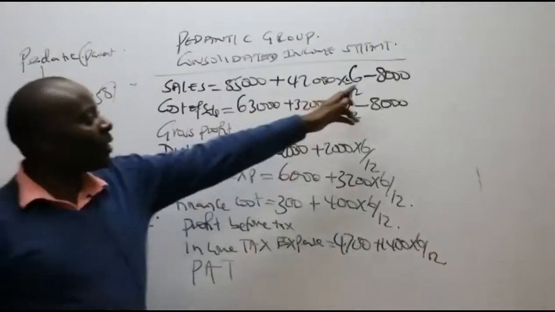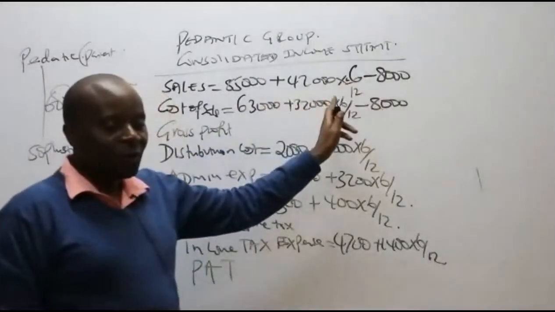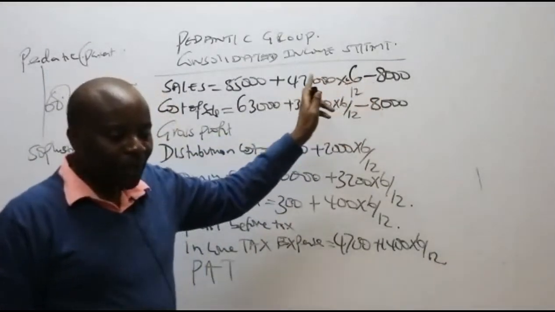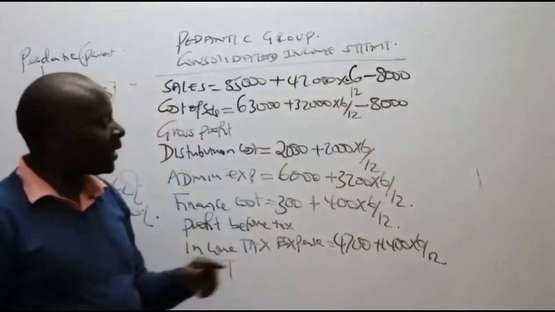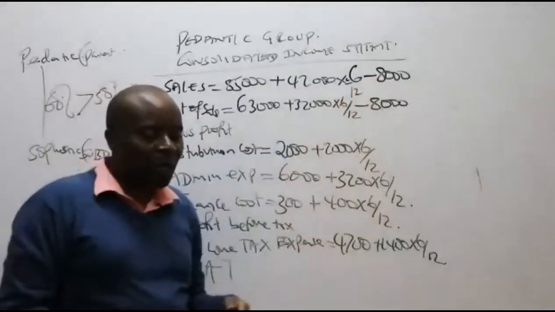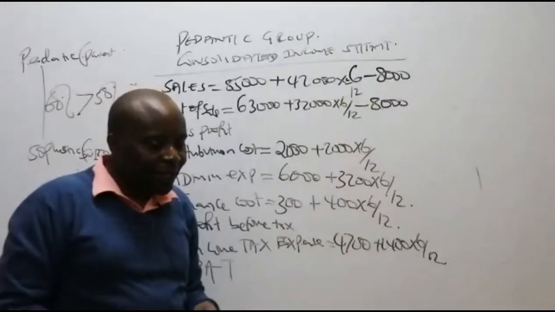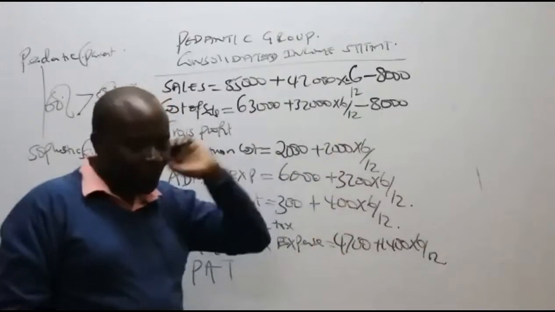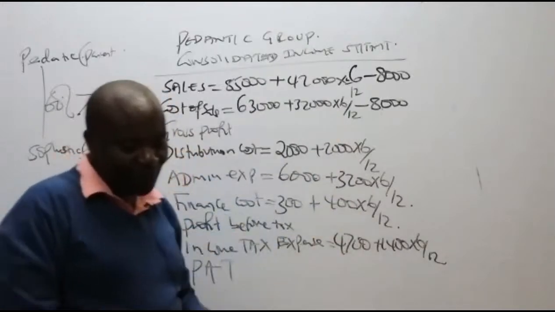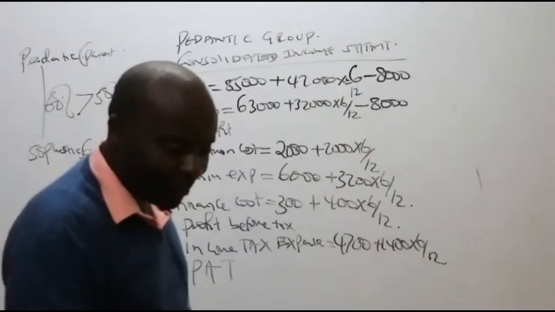So nimeweka 1,000, nakumbuka hizi figure zote ziko in thousands. So baada ya kusema 8 million, mimi nimesema 8,000. Kwanza tuanze hapa kabla nii explain. Are you able to see why I'm using 8,000 and not 8 million? Are you able to see why nimetumia 8,000? Because my figures, let me explain this.